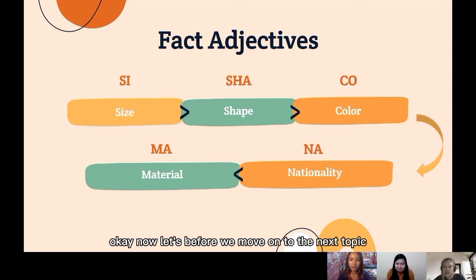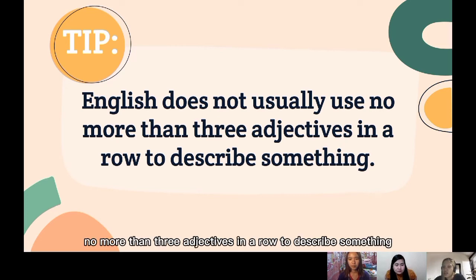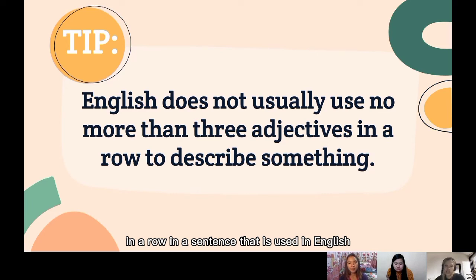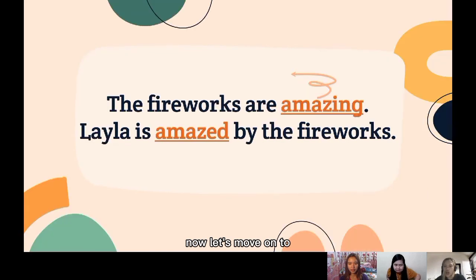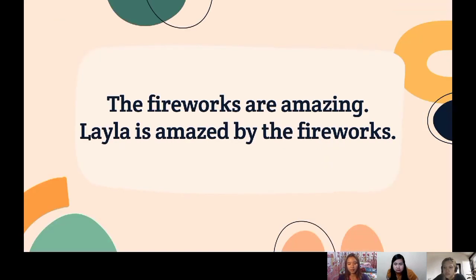Okay, now before we move on to the next topic, I'd like to give a tip. English does not usually use more than three adjectives in a row to describe something. So you can't normally see more than three adjectives in a row in sentences used in English. Now let's move on to this example. Please read, Miss Rose.